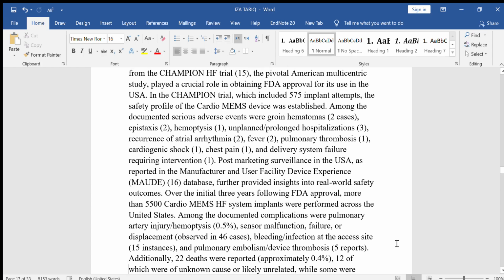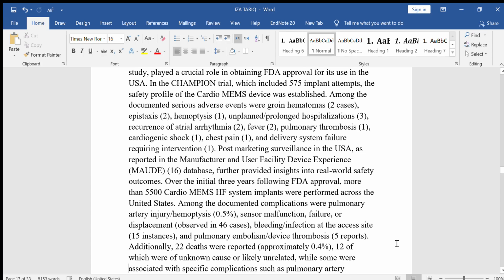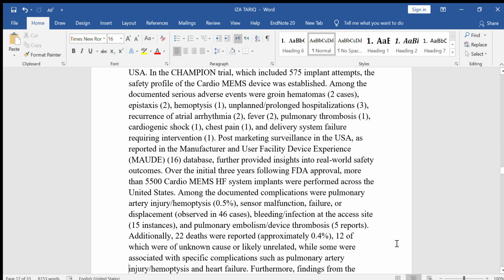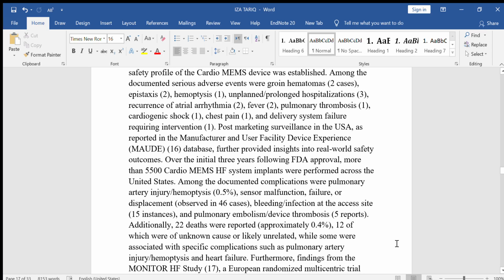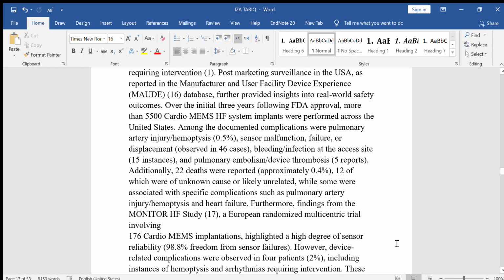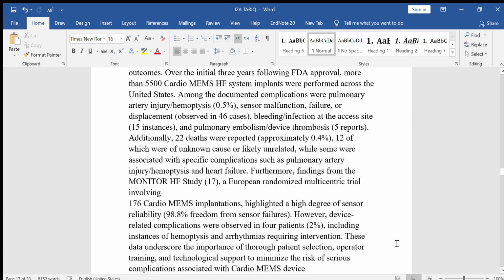Additionally, 22 deaths were reported, which were of unknown cause or likely unrelated, while some were associated with specific complications such as pulmonary artery injuries and heart failure. Furthermore, findings from the MONITOR Heart Failure Study, a European randomized multicenter trial involving 176 CardioMEMS implantations, highlighted a high degree of sensor reliability. However, device-related complications were observed in 4 patients, 2%, including instances of hemoptysis and arrhythmias requiring interventions.